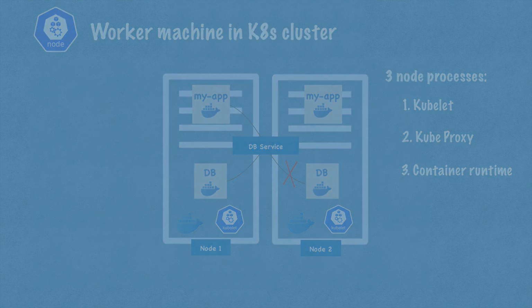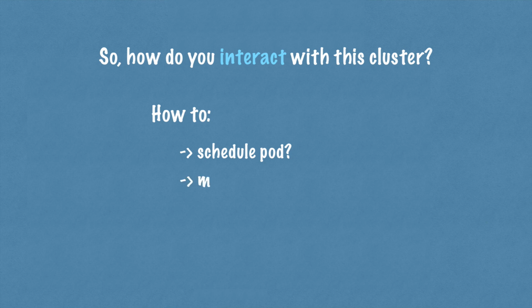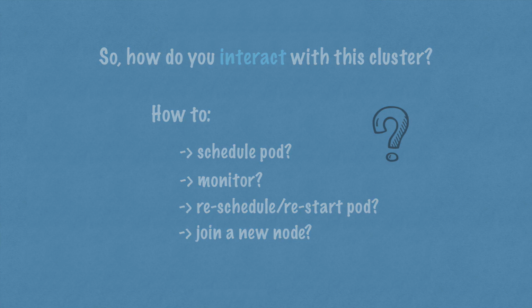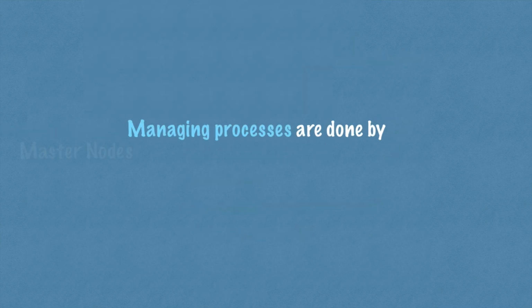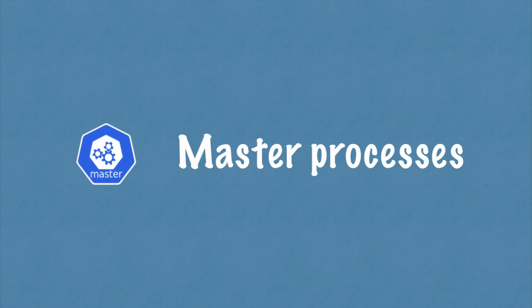But now the question is, how do you interact with this cluster? Or how do you decide on which node a new application pod or database pod should be scheduled? Or if a replica pod dies, what process monitors it and then reschedules or restarts it again? Or when we add another server, how does it join the cluster to become another node and get pods and other components created on it? And the answer is, all of these managing processes are done by master nodes.